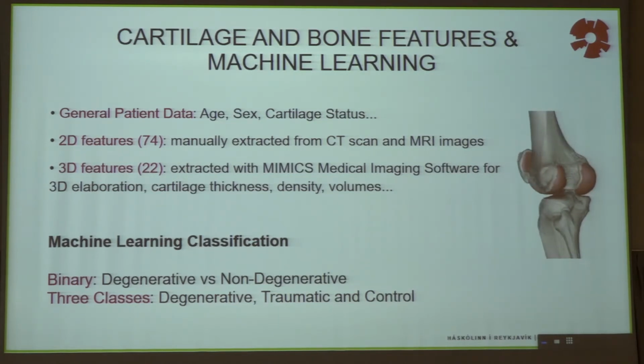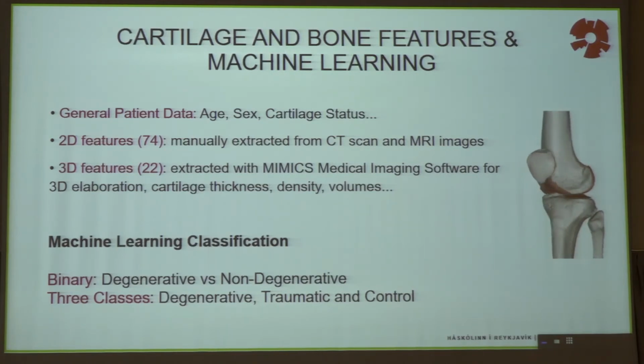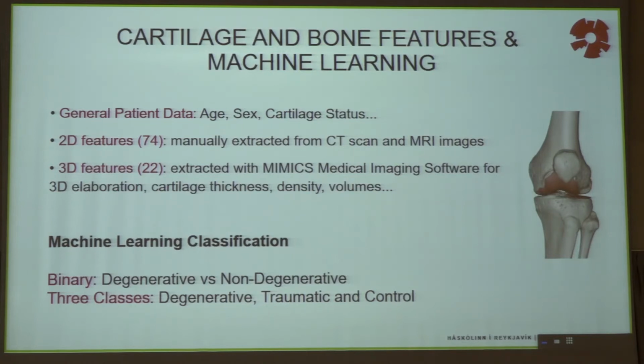General patient data, of course: age, sex, cartilage status; 74 2D features manually extracted from the CT scan and the MRI images; and 22 features extracted with the medical image software Mimics, used for the 3D elaboration, like cartilage thickness, density, and volumes.